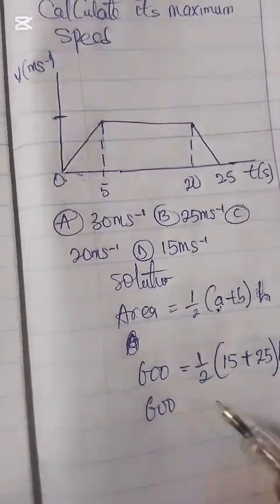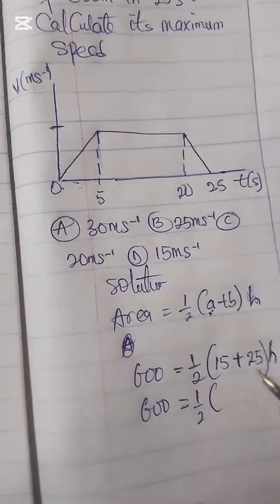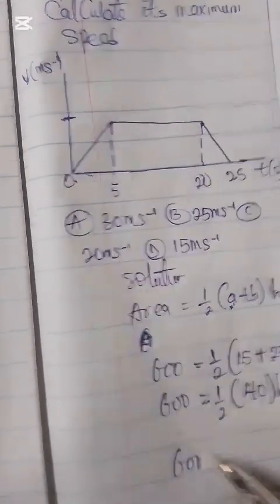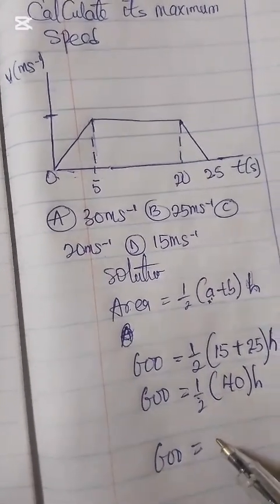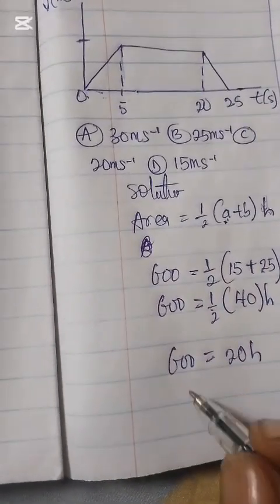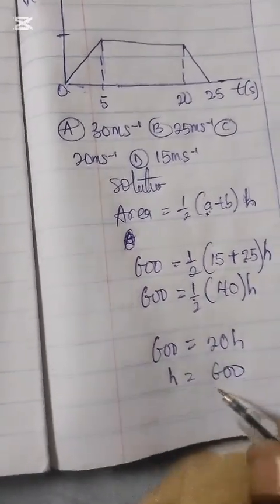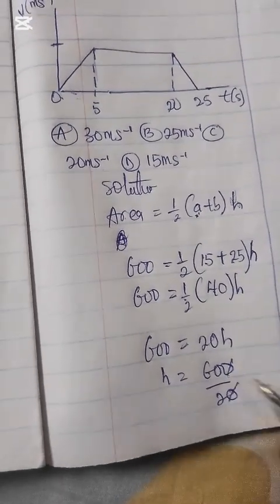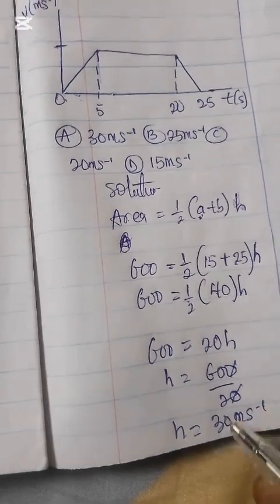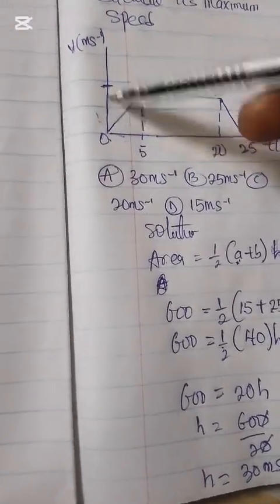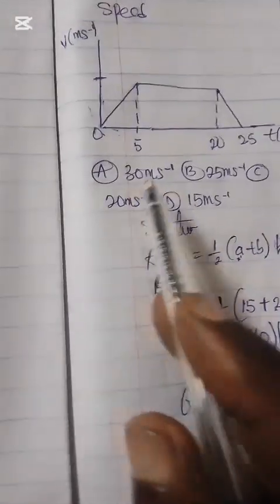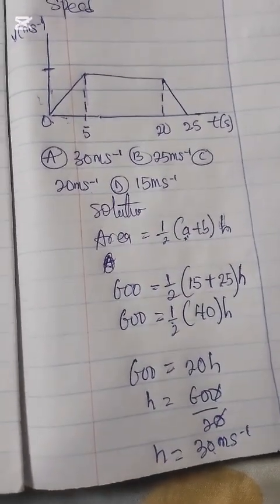So that 600 will be equal to 1 over 2 bracket, this plus this will be 40, then bracket h. So 600 will be equal to half times 40, which gives us 20h. If you divide both sides by 20, we have h is equal to 600 divided by 20. This will cancel this. We now have that h is equal to 30 meters per second. So the height, which is the velocity of this car, is 30 meters per second, which should be option A. Option A. I hope that is clear.